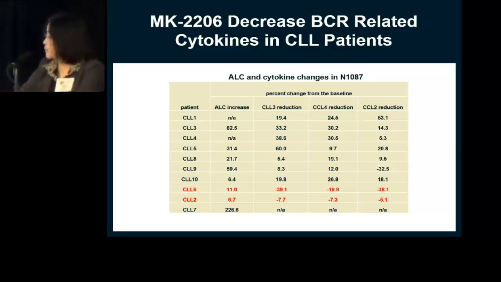So we measured in those trial patients, 1 week after the single dose of MK2206, whether those plasma cytokines had been reduced. And in the majority of patients measured here, the cytokines reduced to different degrees, including CCL3, CCL4, and CCL2. I should mention here those 2 patients who have the red text actually had an increase of those cytokine levels. And those 2 patients turned out to be 2 of the 3 with the least increase of ALC. We thought that was interesting to point out.